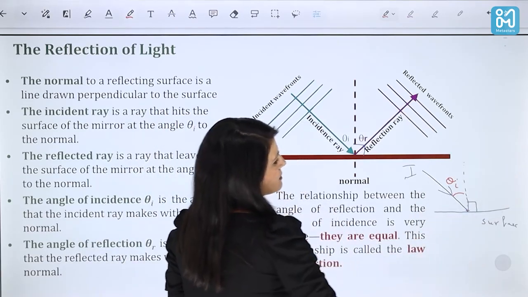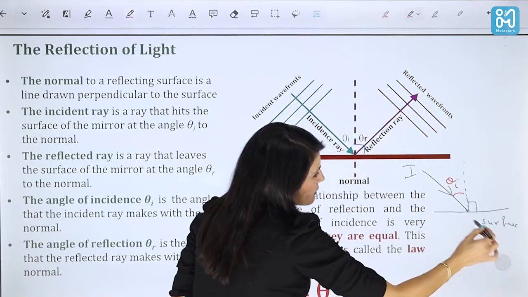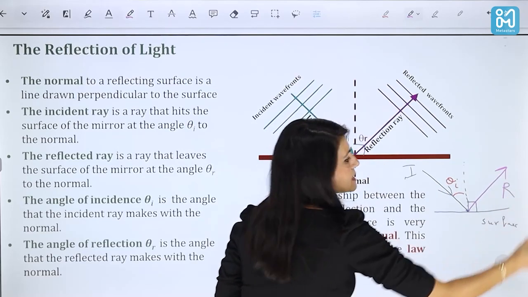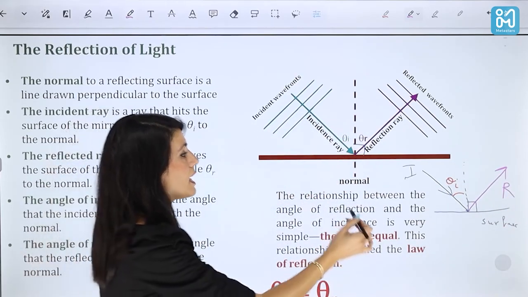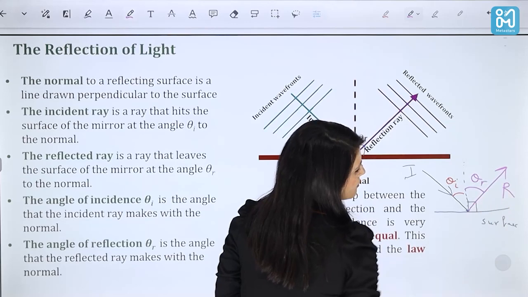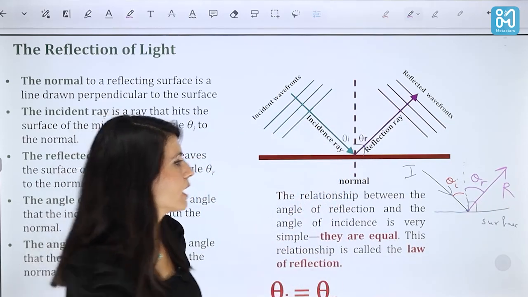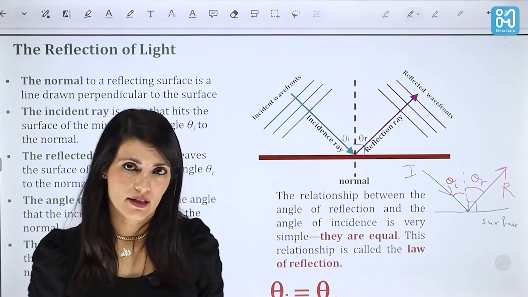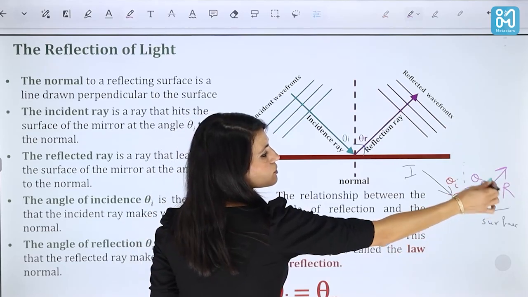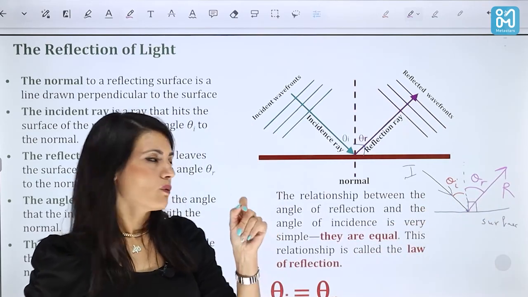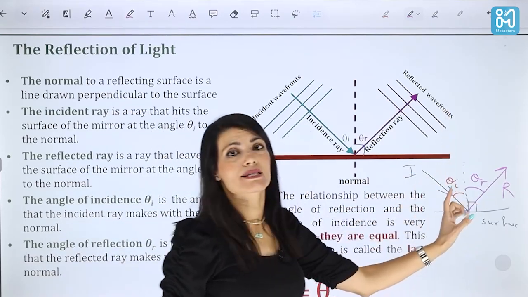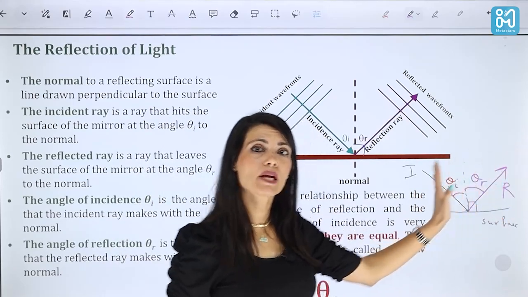Now, how will it be reflected? It will be reflected here in that direction. And this is the reflected ray. And the angle in here is called theta r. Maybe my drawing isn't that accurate. This is the reflected angle. Now, the law of reflection states that the angle of incidence is equal to the angle of reflection. Which means, pay attention, the angle that the incident ray makes with the normal is equal to the angle the reflected ray makes with the normal.